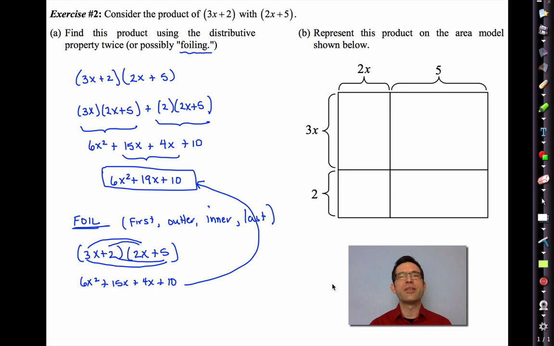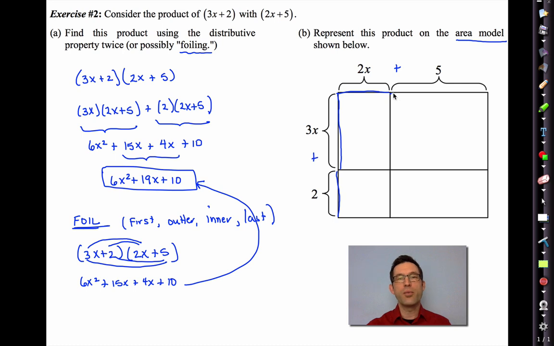Now, a lot of people like to talk about multiplying binomials using what's known as an area model. Now the reason for that is that area of a rectangle is simply length times width. So if we have 3x plus 2, we can think about that as having a length of 3x and a length of 2 and adding them together. 2x plus 5, that's like having a length of 2x adding to a length of 5.